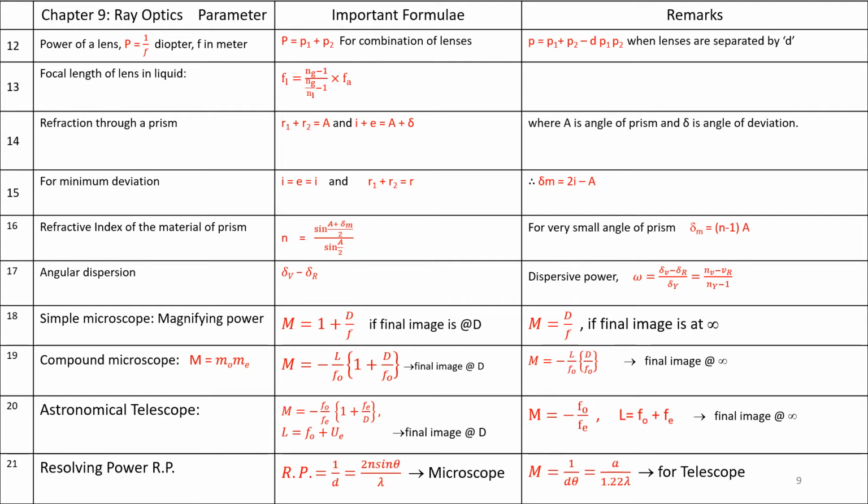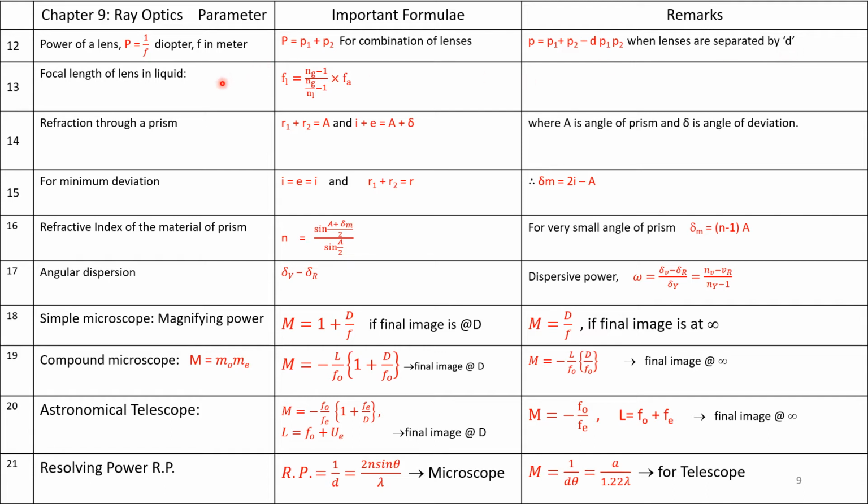We will continue with the important formulae because there are a large number of formulae in this section. Power of a lens P is given by P is equal to 1 over F, where P is in diopters and F is in meters. For a combination of lenses, P is P1 plus P2. When there is a separation between two lenses by a distance d, the power is P is equal to P1 plus P2 minus d into P1 P2. This also you remember if they give the separation as d.